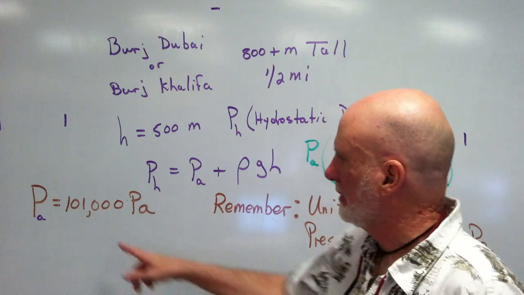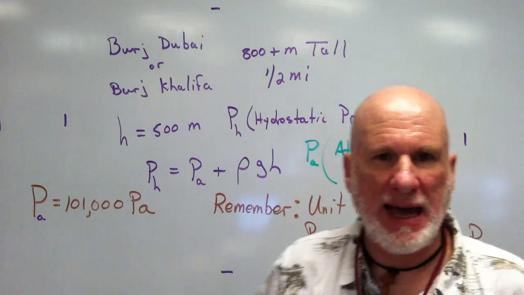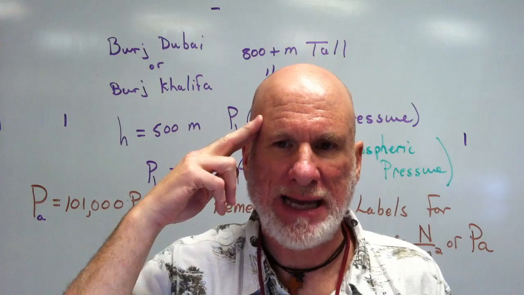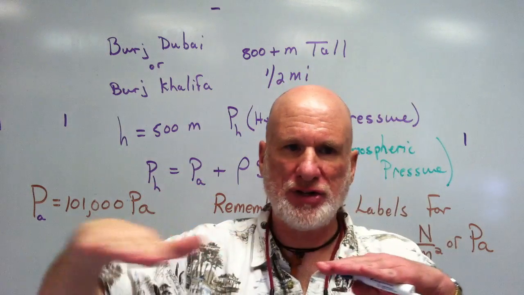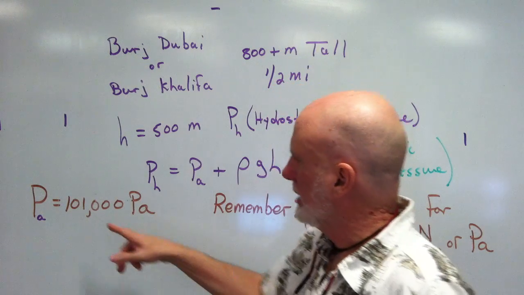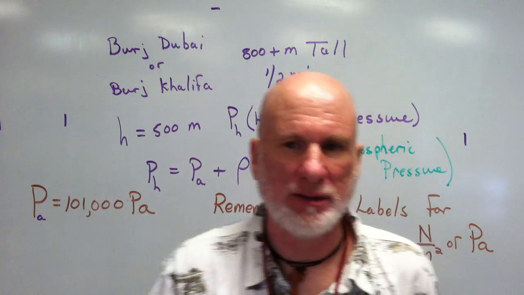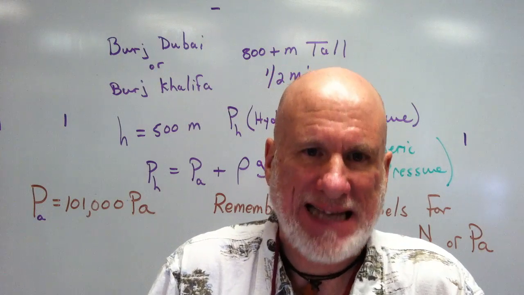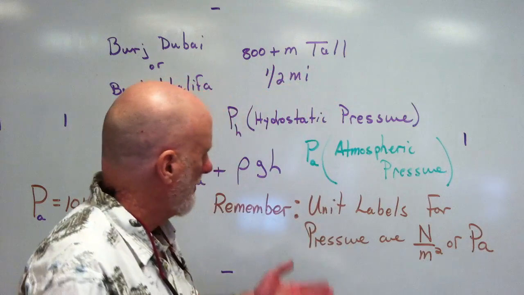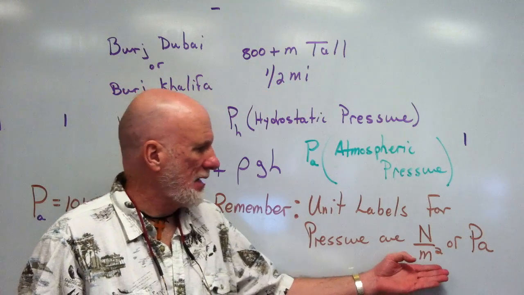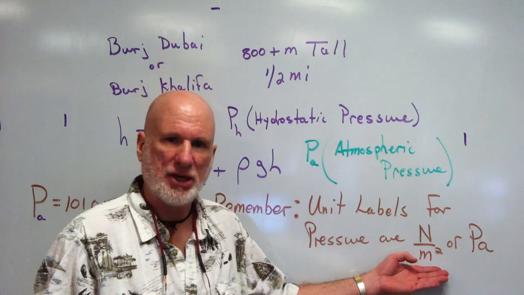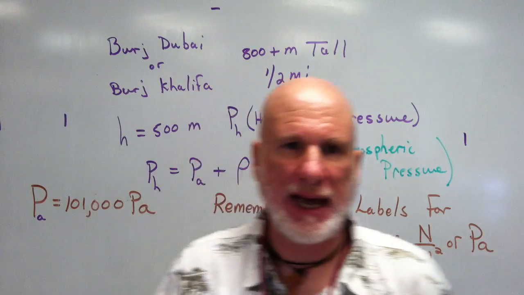the hydrostatic pressure. The sub A is atmospheric pressure on Earth, the atmospheric pressure on the surface of the Earth at sea level on the ground is 101,000 pascals. Remember that a pascal is a Newton per meter squared, or a PA, a pascal.